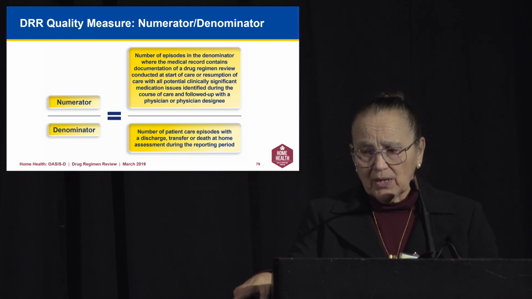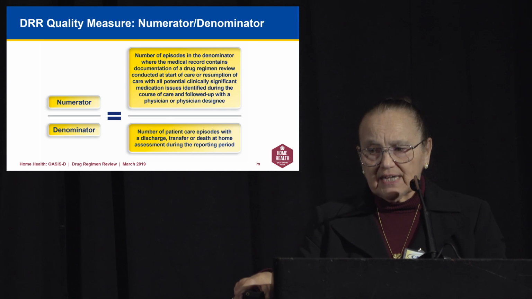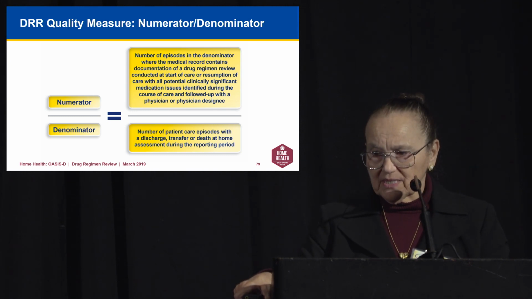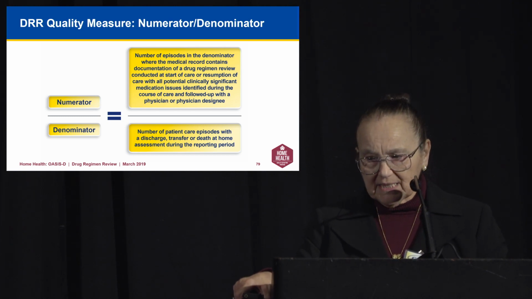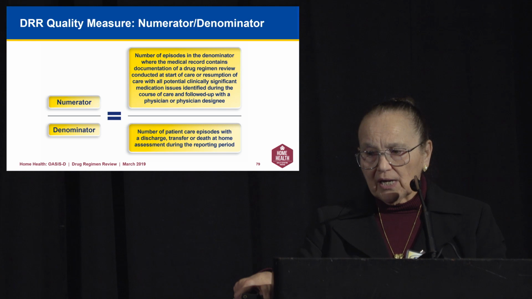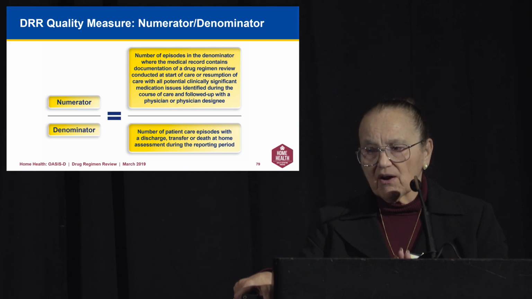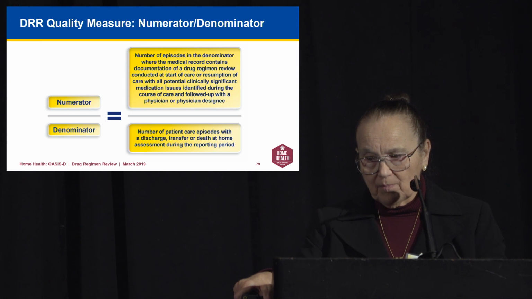Calculating this, we have a numerator and a denominator. The numerator is defined as the number of episodes in the denominator where the medical record contains documentation of a drug regimen review conducted at start of care and resumption of care with all potential clinically significant medication issues identified during the course of care and followed up with a physician or physician designee.